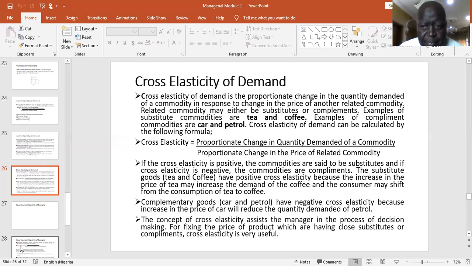Complementary goods, car and petrol. Car and petrol have negative cross elasticity because increase in the price of car will reduce the quantity demanded of petrol. Because less and less people will be able to buy cars, and less petrol will be demanded because of less and less number of cars available on the street.